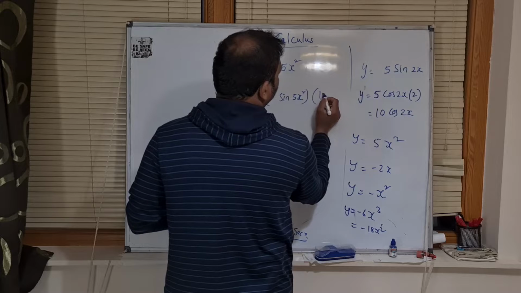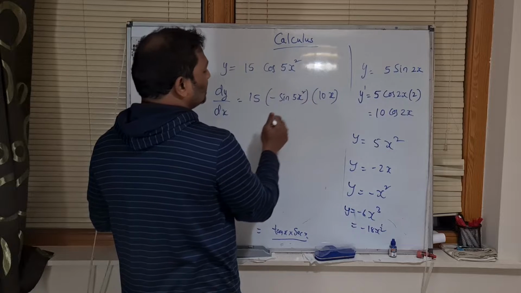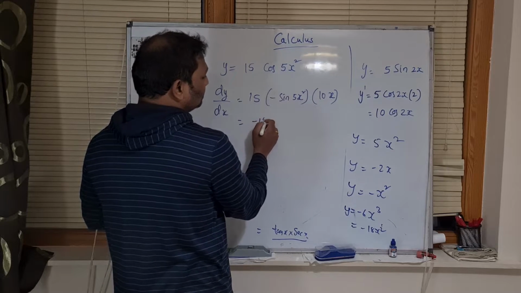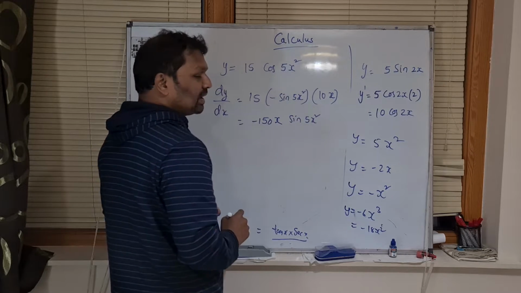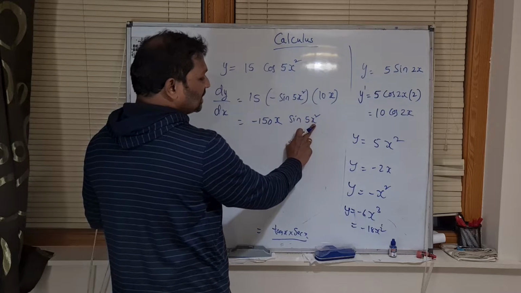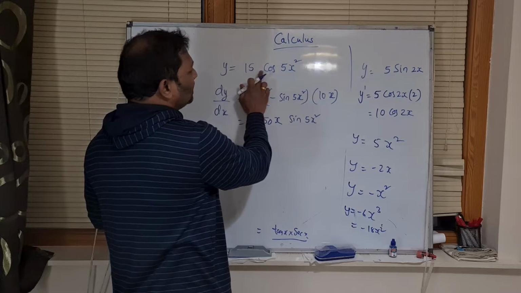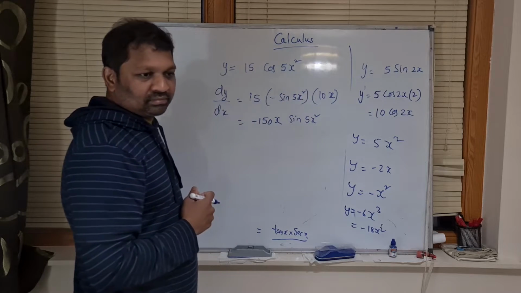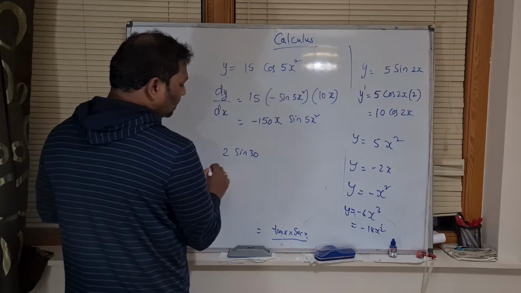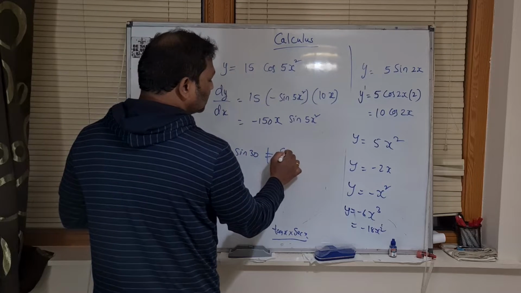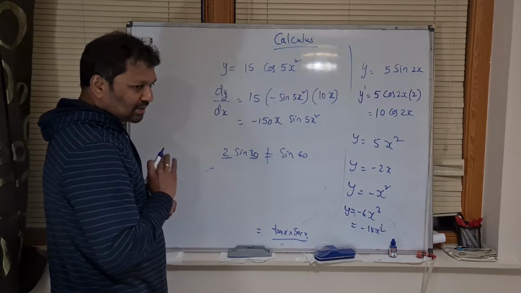Yes, very good. Put this in a bracket again so that you won't mix up this angle and this. Minus 150x sine 5x square. Again, don't multiply this and this. You need to keep it outside. The coefficient here will never multiply the angle here. If somebody asks what is the value of 2 sine 30, that is not equal to sine 60. Never do that.